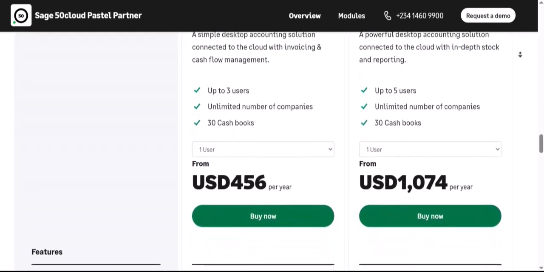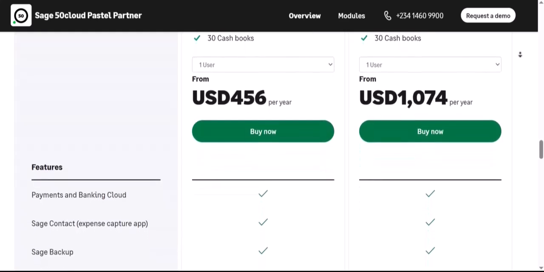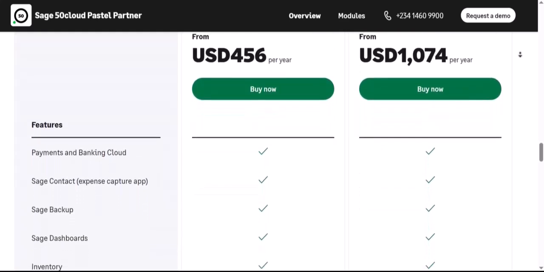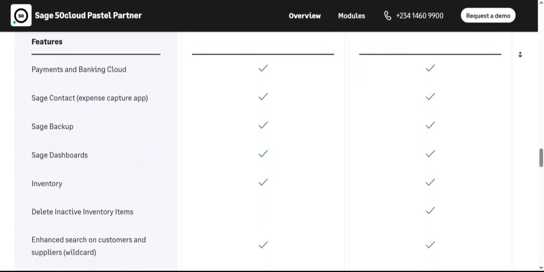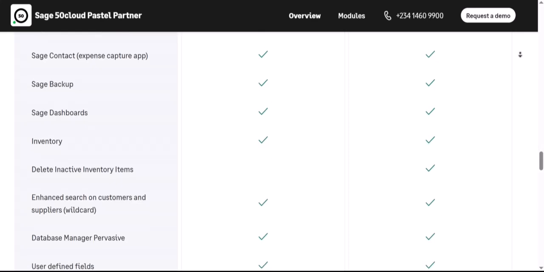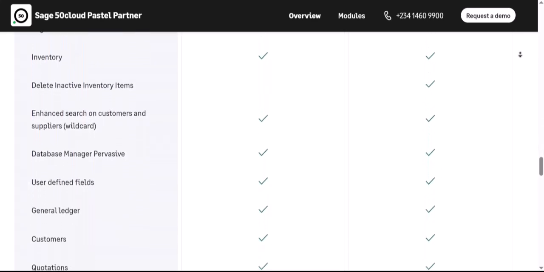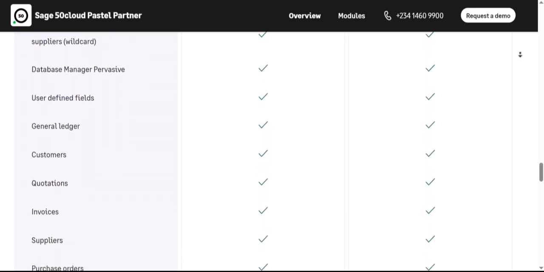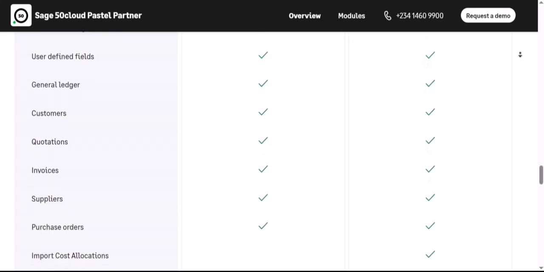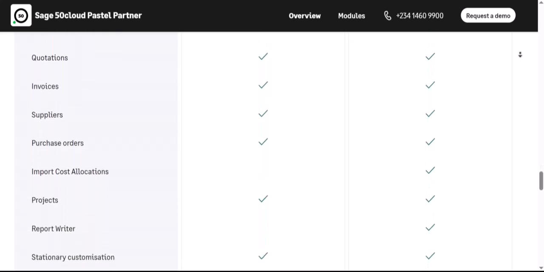Moreover, Sage can be integrated with other business systems, such as customer relationship management, CRM, and enterprise resource planning, ERP software. This integration streamlines data flow across different business functions, eliminating the need for manual data entry and reducing the risk of errors. For example, sales data from a CRM can automatically feed into Sage, ensuring accurate revenue tracking.